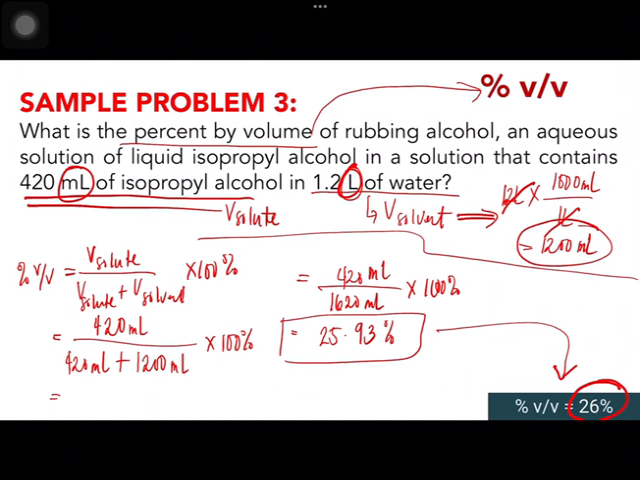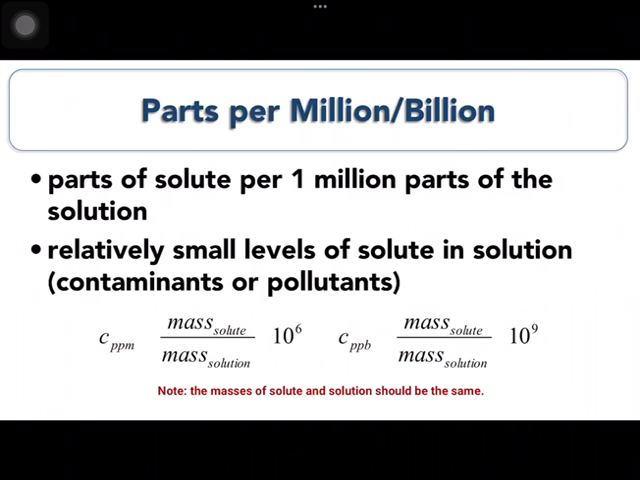So, there will be cases where you may have problems that need manipulation or derivation of an equation. So, you first derive the equation. Okay. So, I hope that's clear. So, let's go to the next part, which is the parts per million or parts per billion.